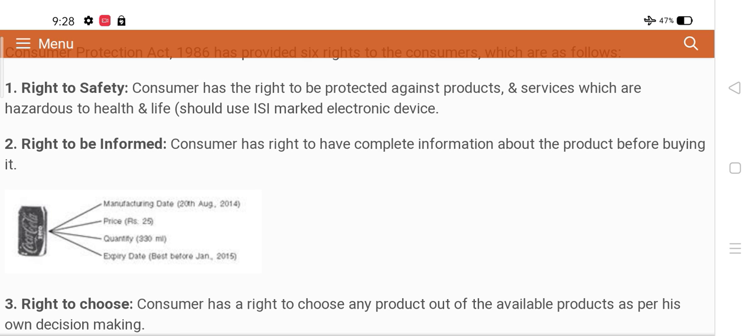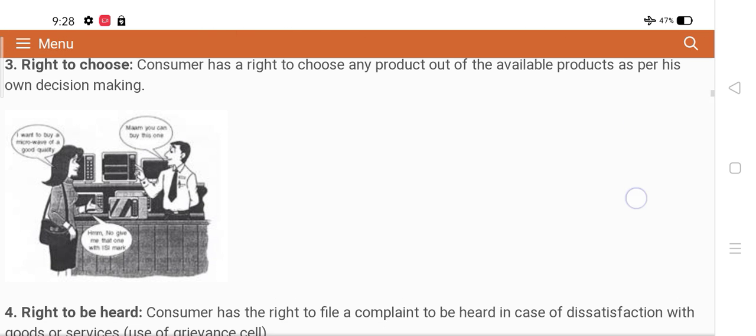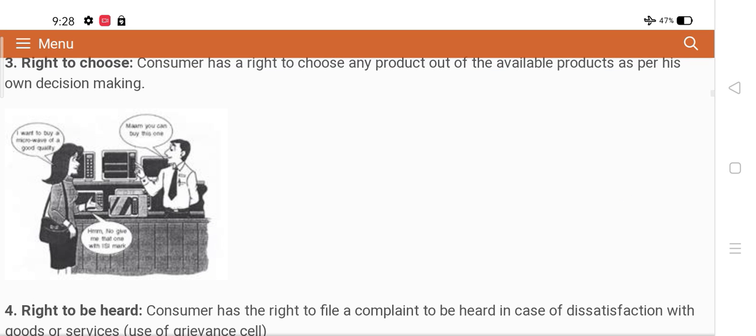Now the third right is the right to choose. The consumer has the right to choose any product out of the available products as per his own decision making. So the consumer should be free to choose any product out of a large number of available products according to his own decision. No one can pressurize him to buy a particular product. This is the right to choose.